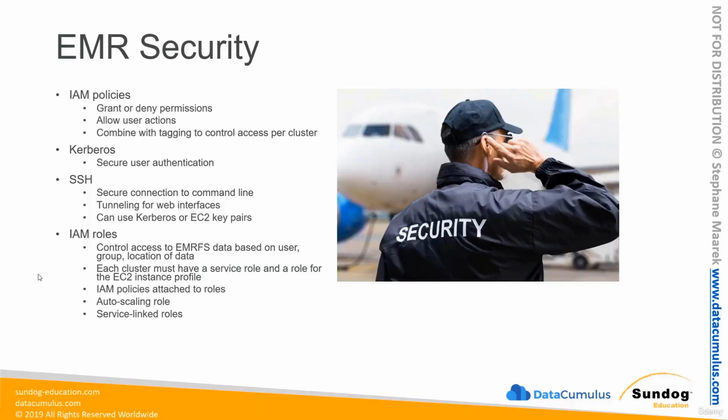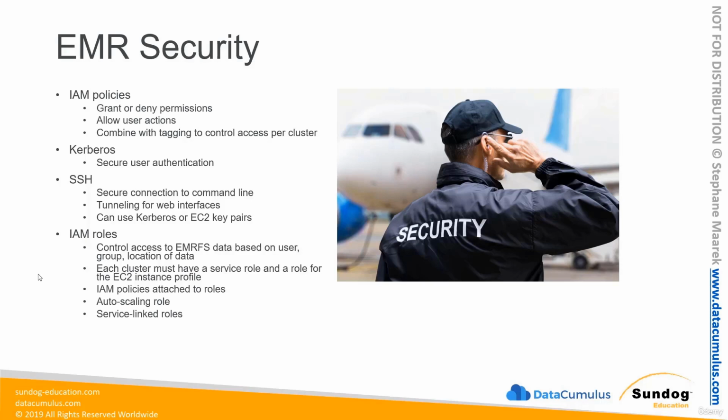So let's summarize the world of security in EMR. Let's talk about IAM policies to start. Obviously, EMR integrates with IAM for permissions, and you can use IAM policies to grant or deny permissions and determine what actions a user can perform with Amazon EMR and with other AWS resources. Now, you can also combine IAM policies with tagging to control access on a cluster-by-cluster basis. So you can tag your clusters and organize your policies that way.